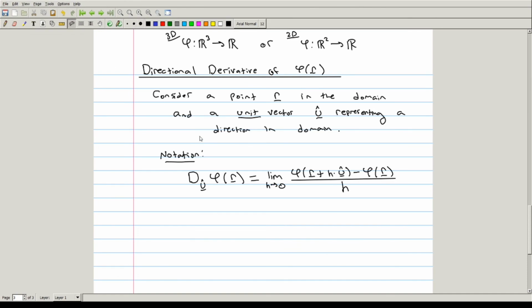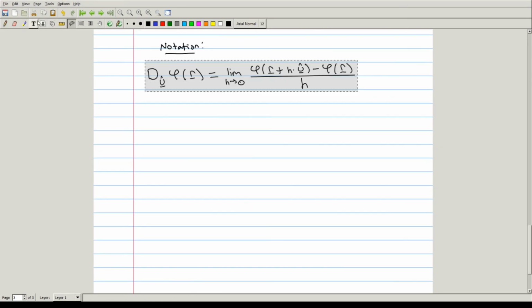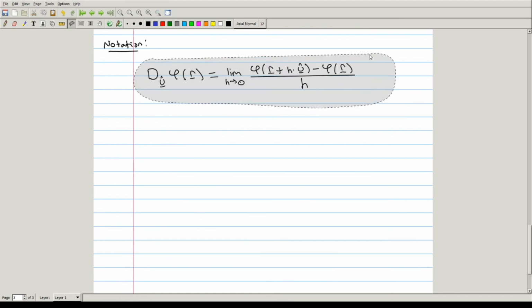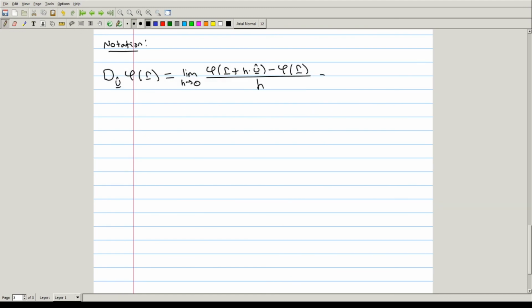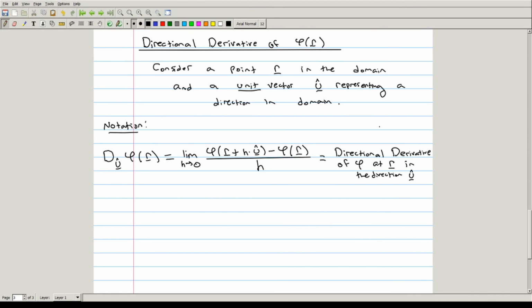And this concept should hopefully be familiar to you if you've taken a multivariable calc course. But we just want to review this a little bit. This is called the directional derivative of the scalar field phi at the point R in the direction u hat.